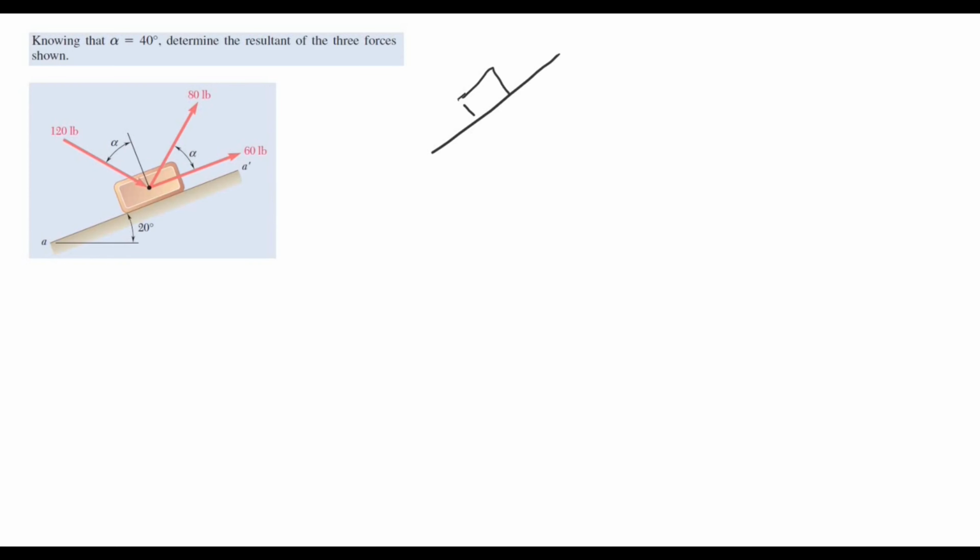We have the block. I'm just going to draw the x-axis adjacent to the slanted surface, and it's going to be going through the center of the block. I'm also going to have the y-axis perpendicular through the center of the block. Here we have a positive x-axis, and here we have a positive y-axis. The reason why we have a rotated coordinate system is because it gets rid of the y component of the 60-pound force. So here we have 60 pounds.